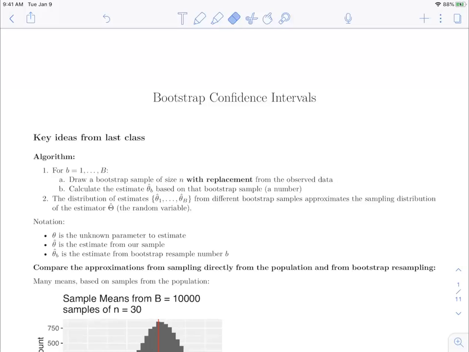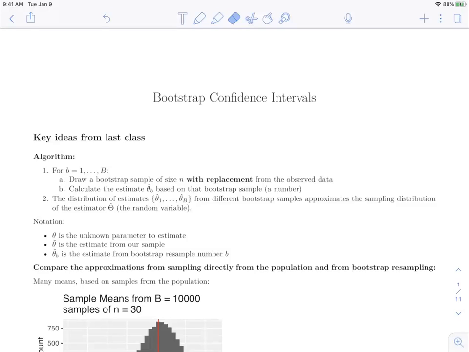Today's topic is using Bootstrap to build confidence intervals for a parameter that we want to estimate. I'm going to divide this into 4 videos. In this first video, I'm just going to quickly recap what we did last class and then introduce our example that we'll use throughout the day. And then we'll actually introduce Bootstrap confidence intervals over the next few videos.